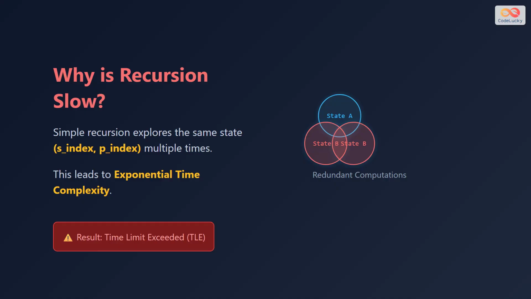However, a pure recursive approach has a major flaw. As you can see in this visualization, different paths in our decision tree often land on the same state. We end up solving the exact same subproblems over and over again. For long strings, this leads to exponential time complexity and will likely cause a time limit exceeded error.